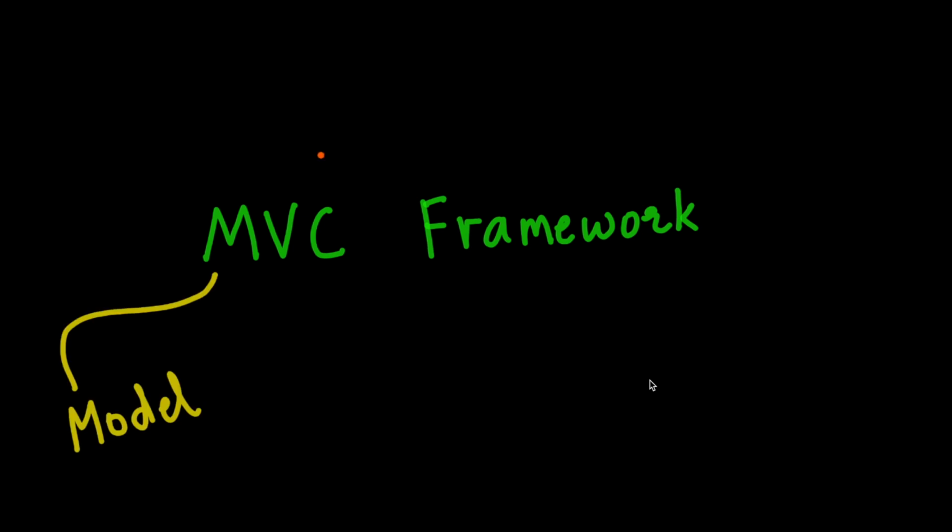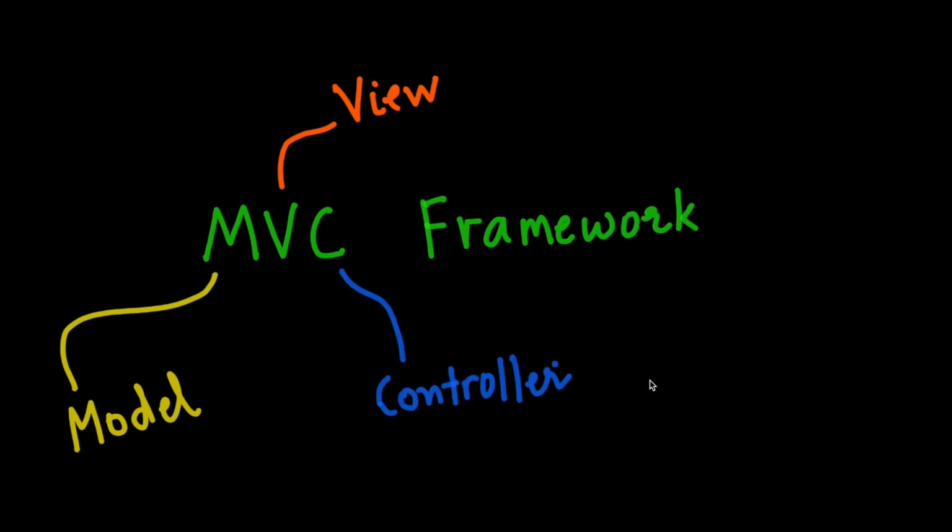So the M in MVC framework stands for model, and I will explain to you what they actually mean. But let's first understand what they are. And then V stands for view, and C stands for controller. So that's why it is called MVC framework, Model View Controller Framework.